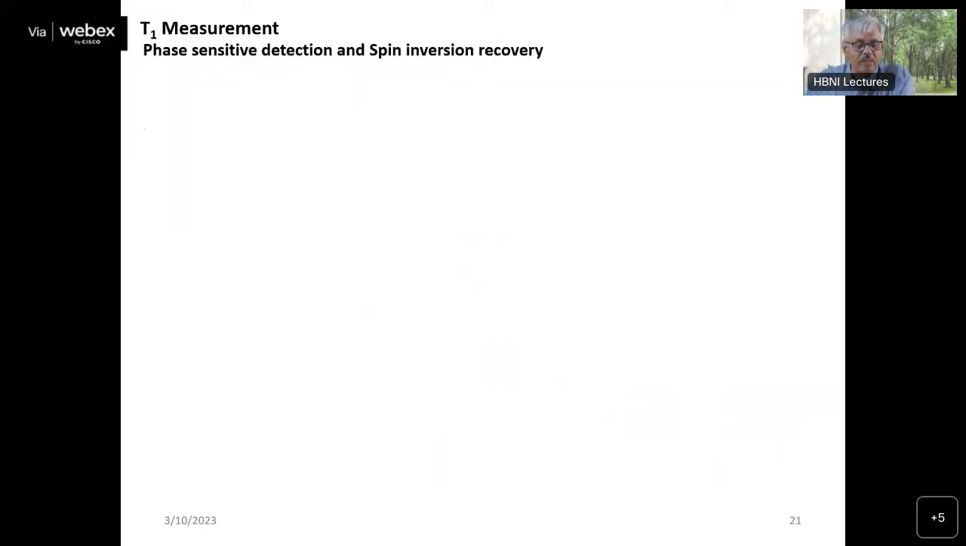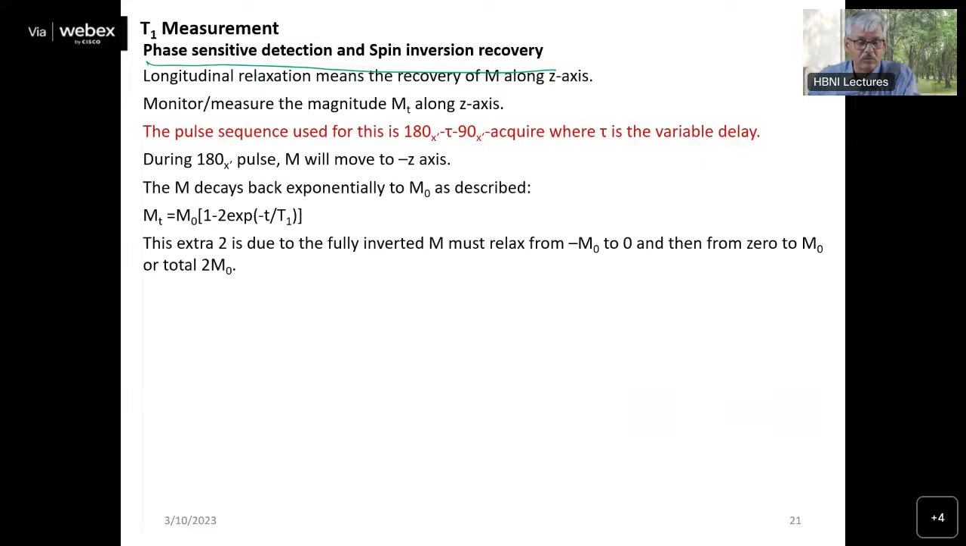The most common way it is done is called the phase sensitive detection or spin inversion recovery experiment. Now again, it happens along the z-axis, so we will be measuring the magnetization along the z-axis. And the pulse sequence for this is, we will give a 180-degree pulse.